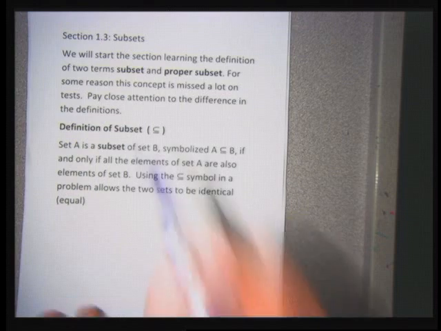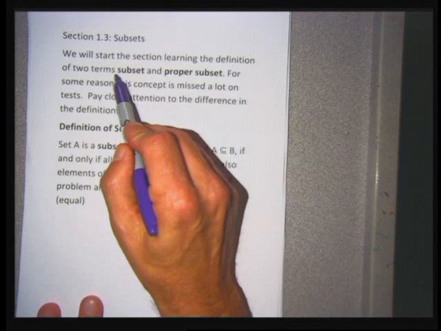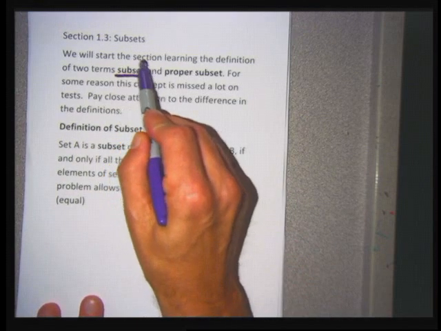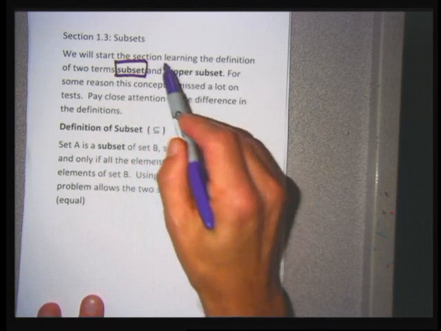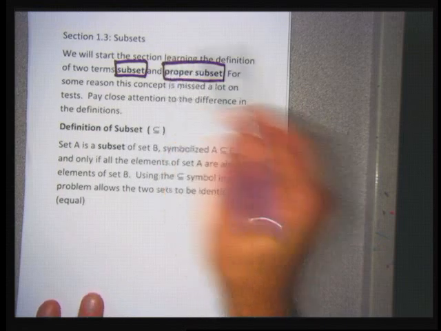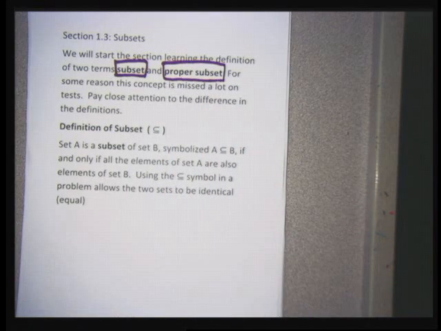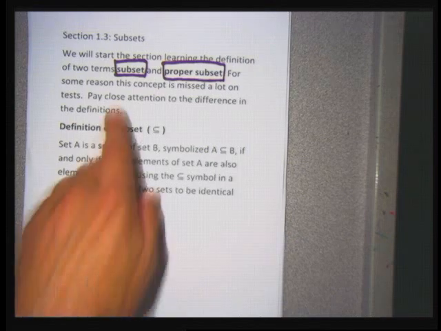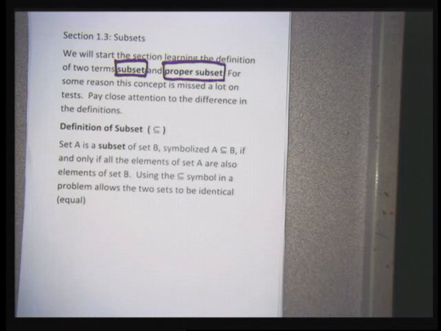So this section is called subsets, and there are two main terms that we will define and do problems with in this section. The first term is subset, and the second term is proper subset. They're almost the same. There's just a slight difference between subsets and proper subsets that we will talk about, and hopefully I do a good enough job that you pay close attention to the difference and do well when we get to the test and the homework over this.